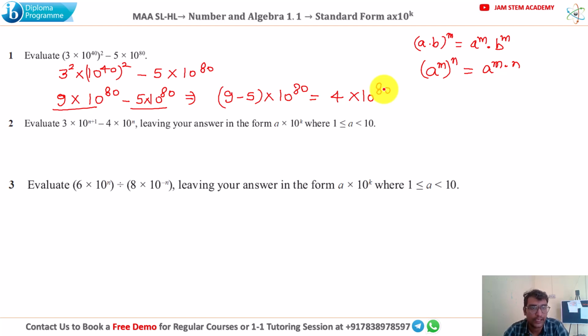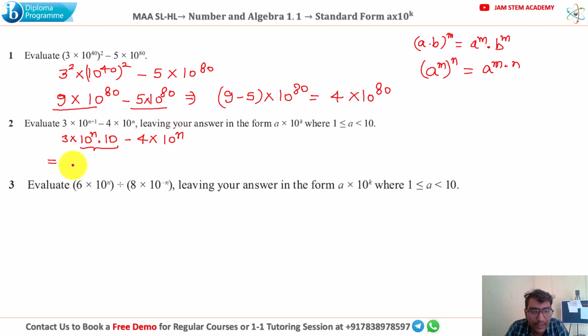Okay. Next question. Evaluate 3 times 10 raised to the power n plus 1 minus 4 times 10 raised to the power n. Leave your answer in this form. It means standard form we have to write. So here what we have? We have 10 raised to the power n plus 1 and 10 raised to the power n. So we need to make the powers equal, right? So we can write it as 3 times 10 raised to the power n multiplied by 10, because this thing is nothing but 10 raised to the power n plus 1. But I converted it into 10 raised to the power n form. That's what we needed. Then 4 times 10 raised to the power n.